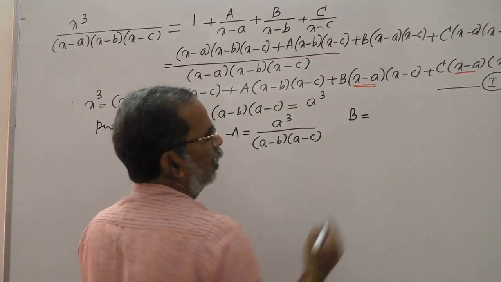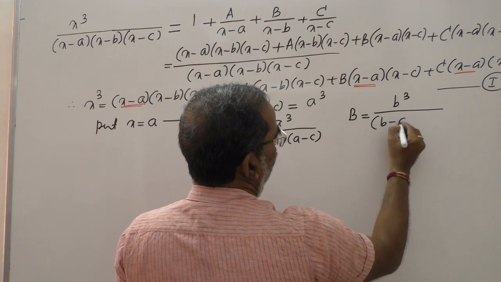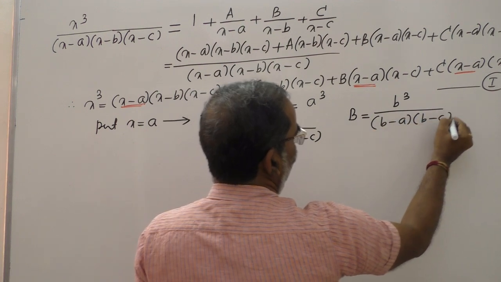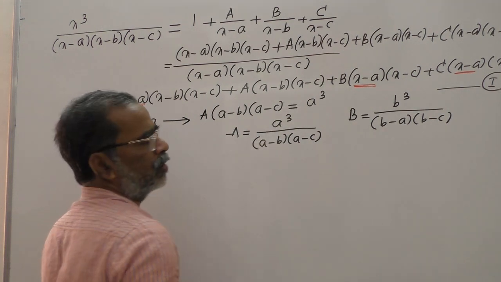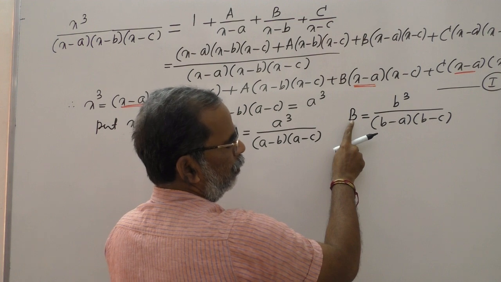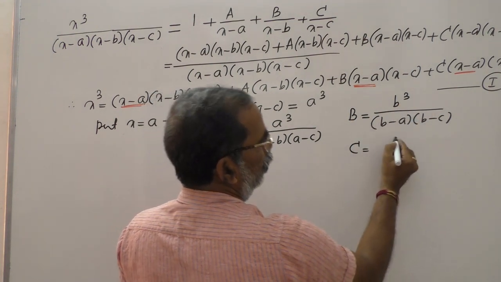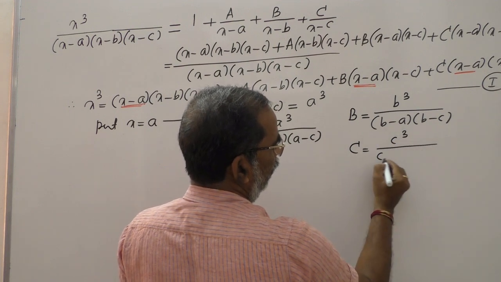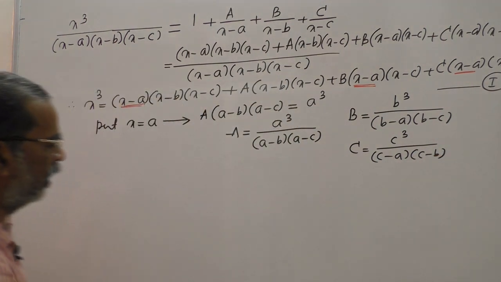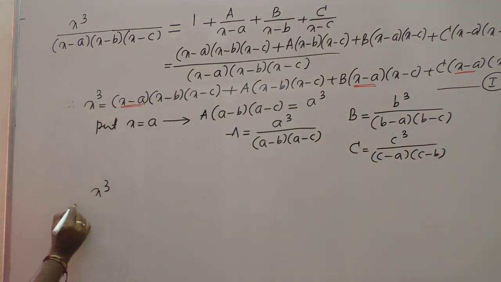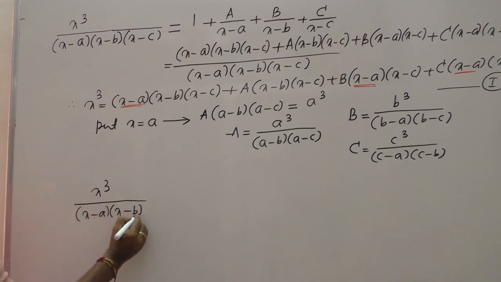If you put x equal to b, then you will get b cube divided by b minus a, b minus c. Here, putting x equal to a gives a cube by a minus b, a minus c. If you put b, you will get capital B, b cube divided by this. Similarly, if you put small c, c cube divided by c minus a into c minus b. These are the A, B, C values.